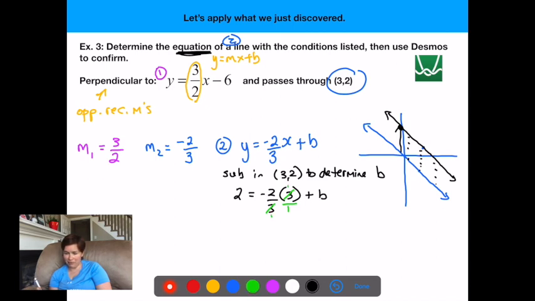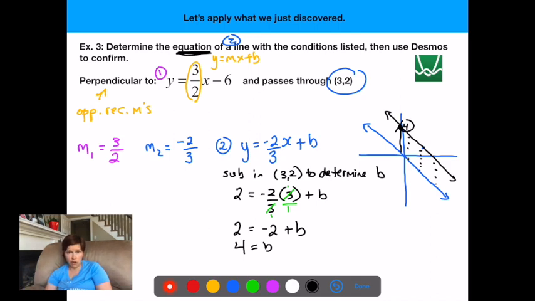I'm going to make my life a little bit easier. That's going to be 2 now equals just negative 2 plus b. What does b have to be in order for that to work? Well, in order for negative 2 to get up to 2, I need to actually add 4. Or you can think about adding 2 to both sides to eliminate that minus 2. Right? So my shift factor actually has to be 4. So that y-intercept has to be 4.